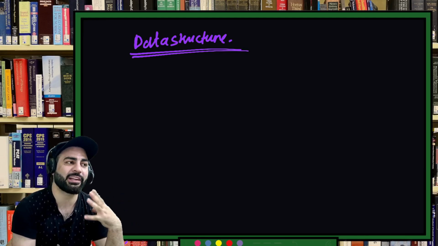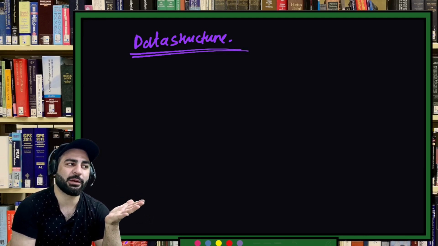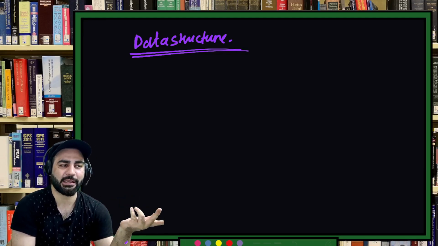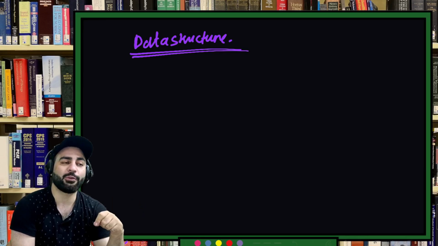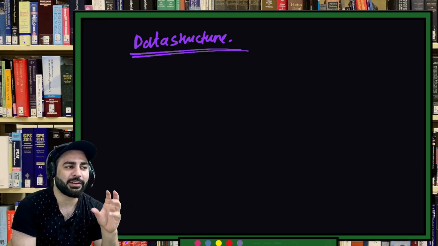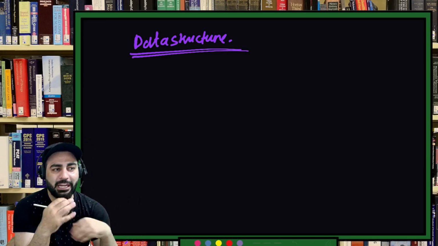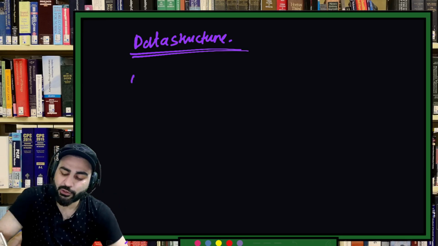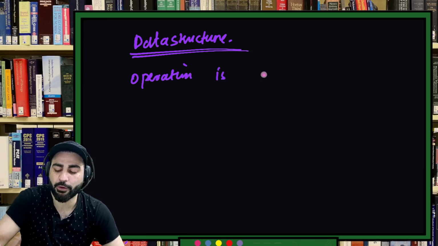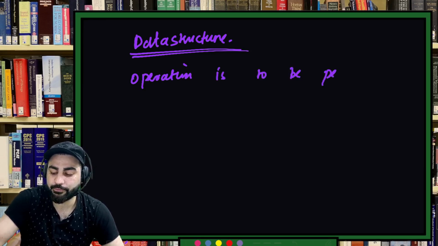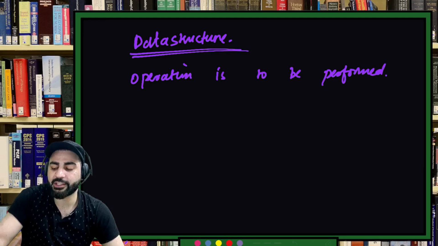So that's the same with the data structure. When you have to do something, maybe you have the same data. Data is these ones and zeros in the computer. Now what you have to do is operate on the data in a certain way. If you have a certain data structure for that, it makes that operation easy. So depending on what operation is to be performed, different data structures are utilized.